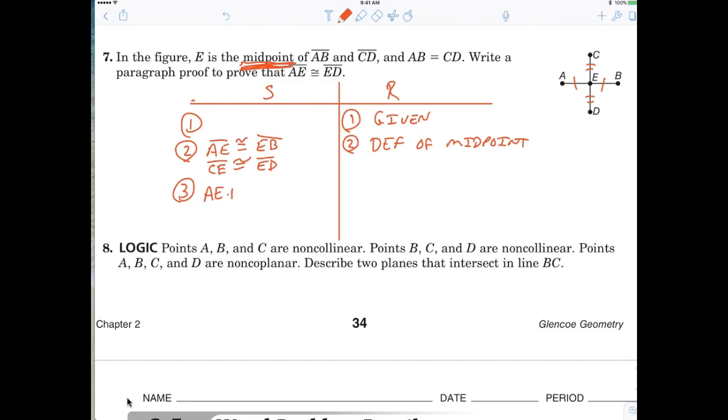AE plus EB is equal to AB. Does everybody see AE plus EB is equal to AB? Then you can also say that CE plus ED is equal to CD. All right? And we've already talked about that. That's the segment addition postulate. You with me on this?